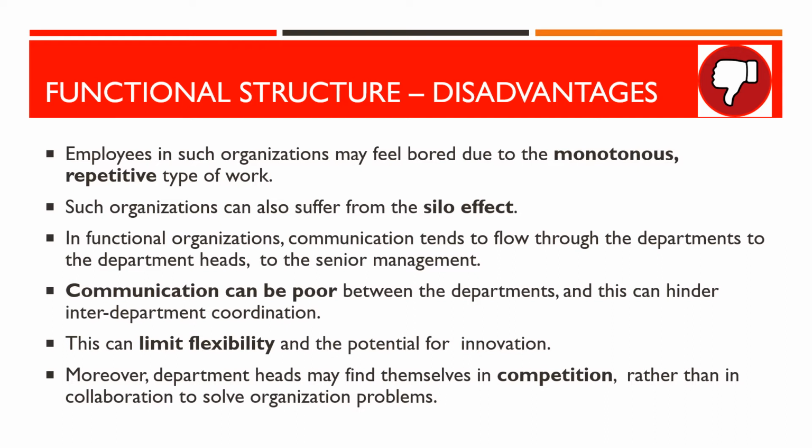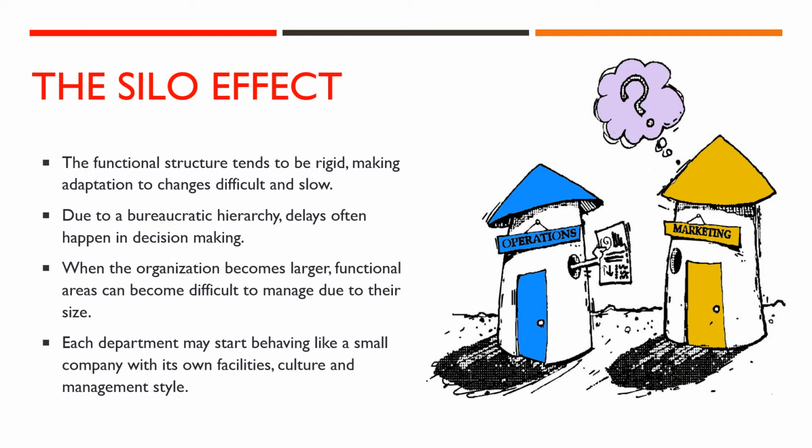Moreover, department heads may find themselves in competition, rather than in collaboration to solve organization problems. The functional structure tends to be rigid, making adaptation to changes difficult and slow. Due to a bureaucratic hierarchy, delays often happen in decision-making. When the organization becomes larger, functional areas can become difficult to manage due to their size. Each department may start behaving like a small company with its own facilities, culture and management style. These are all symptoms of the silo effect.